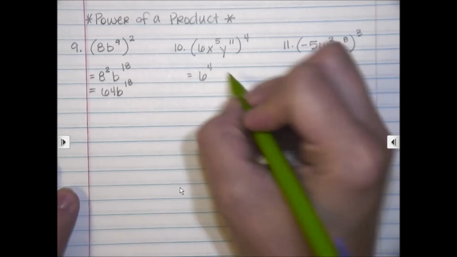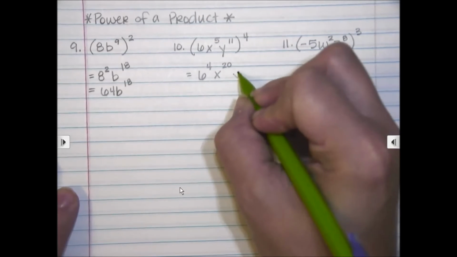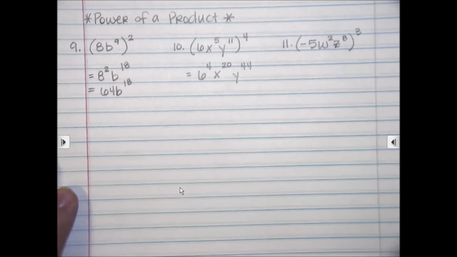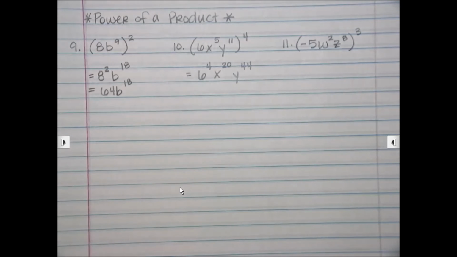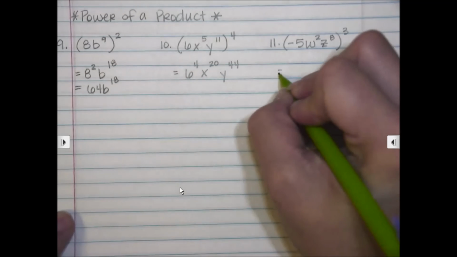Okay, so this is 6 to the 4th, x to the 20th, y to the... Did you figure out 6 to the 4th? What'd you get, Corey? 144? No, because it ends up being 36 and 36. Yeah, it ends up being 36 times 36. I got 1,296. So we'll leave it at 6 to the 4th.